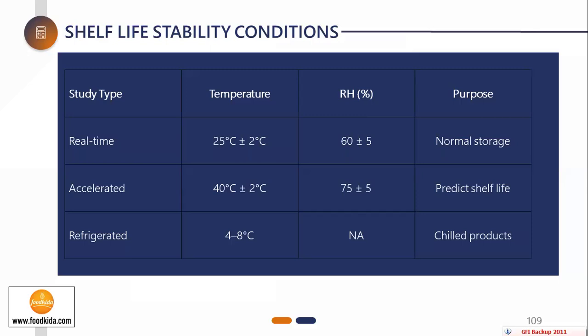For dry conditions where there is a dry climate, like Rajasthan, you can go low on RH. These RH conditions, or even the temperature, can be changed. If your product is meant for Rajasthan, which is a dry and arid area, you can go higher from 25 to 30 degrees and go lower on RH. That you can decide, but I am giving a standard here.